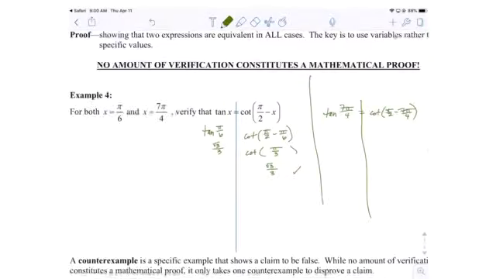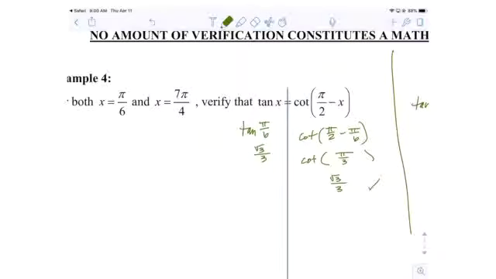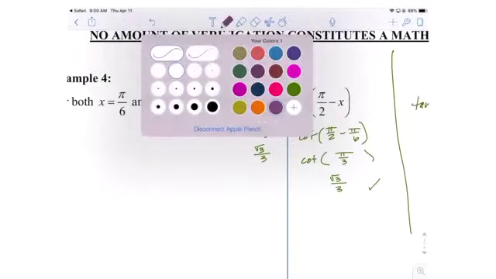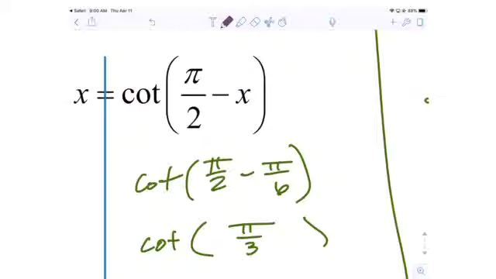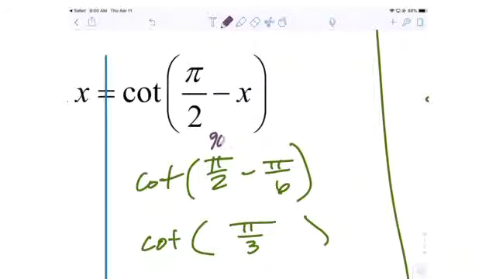Okay, now before we jump in and do that, let's look at what we did over here. If we convert this to degrees, remember pi/2 is 90 degrees and pi/6 is 30 degrees, right?